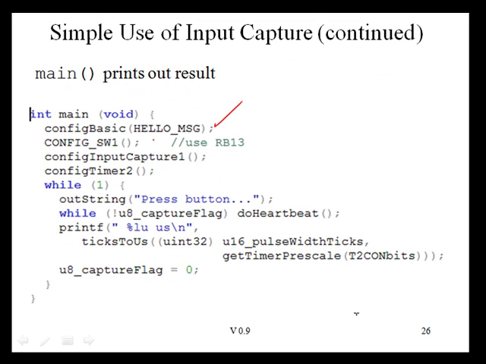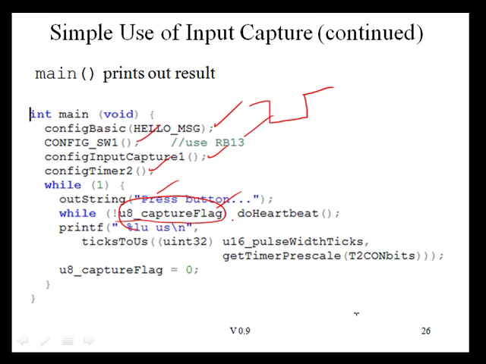We'll do config basic, config switch 1, which is going to be RB13 for the pulse width measurement. Configure the input capture module. Also configure timer 2. At this point, we'll output a message that says press the switch button. We'll wait for our semaphore capture flag to be set by the interrupt service routine.